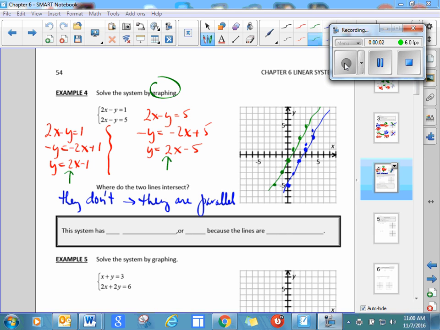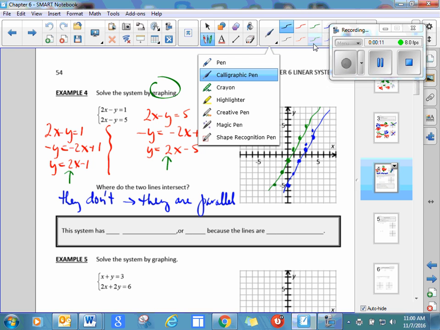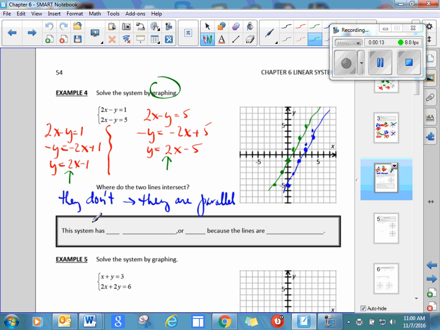This is still section 6A, solving systems of equations by graphing. We're on page 54, as you can see. One thing that we didn't do last time was fill in this box right here. We had talked about example 4, not having any solutions because they didn't have a place where the two lines intersected. So let's go back and just fill this in.